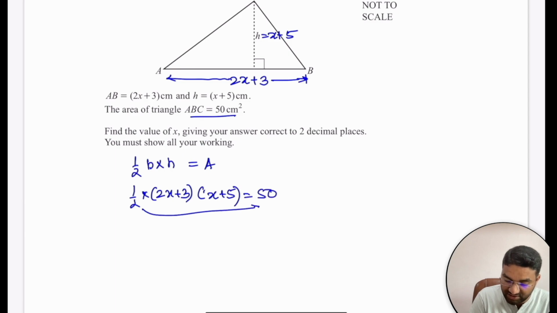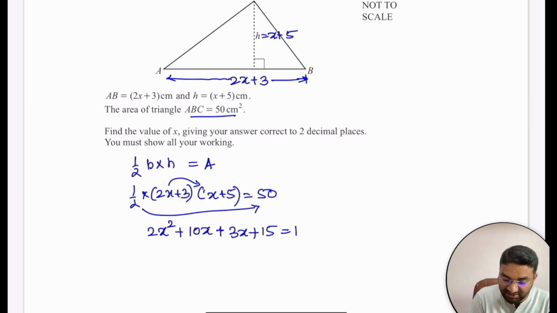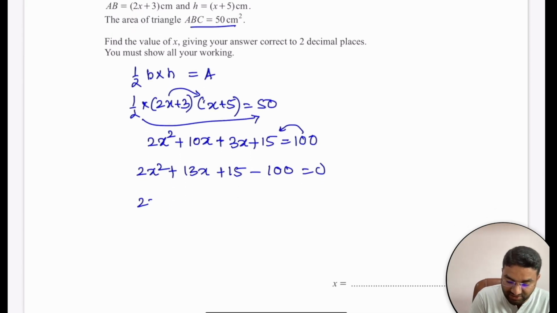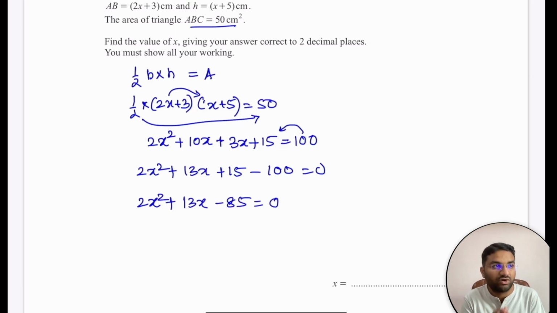Transfer this 2 to the right hand side and multiply 2x in the bracket. So 2x times x is 2x squared plus 10x plus 3x plus 15 is equal to 100. Then transfer 100 to the left. 2x squared plus 13x plus 15 minus 100 is equal to 0. Simplify this, so 2x squared plus 13x minus 85 is equal to 0. You got the quadratic equation.